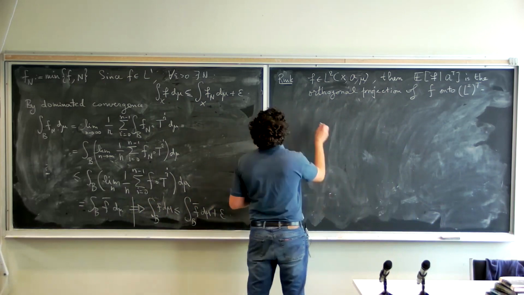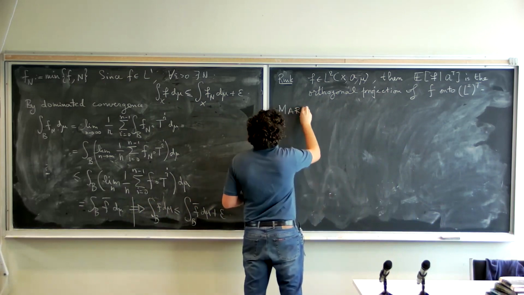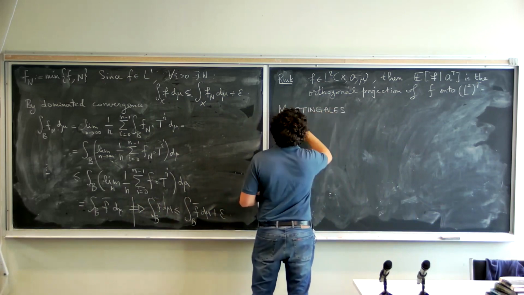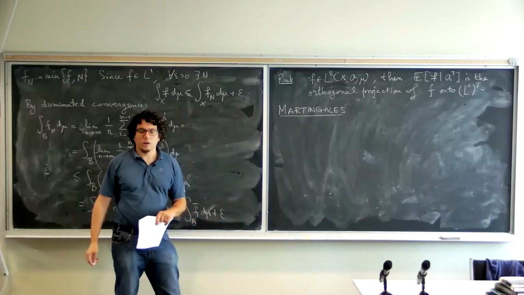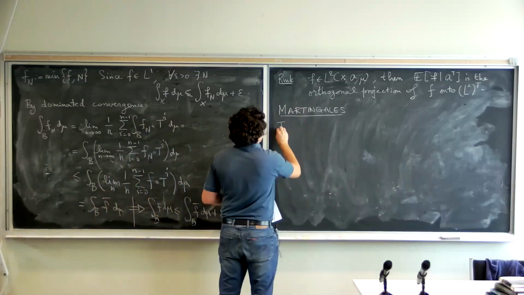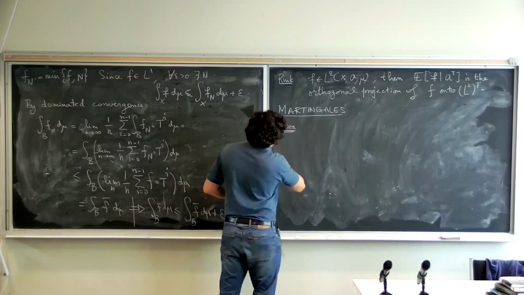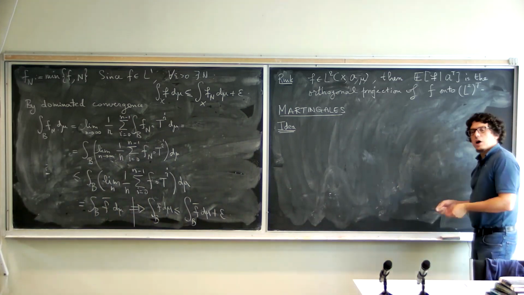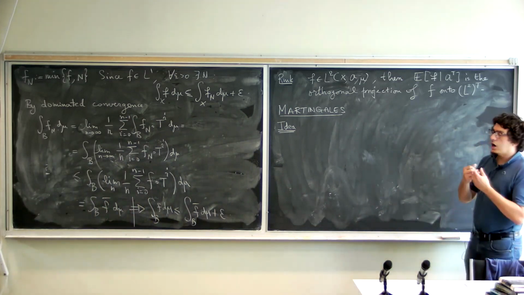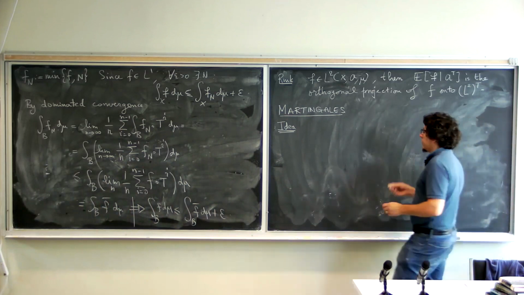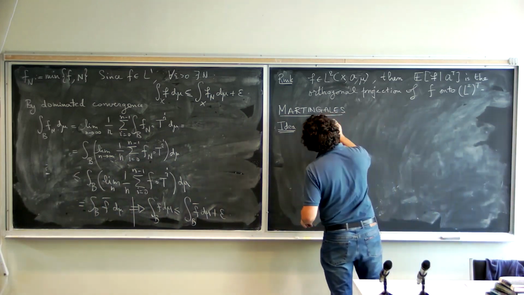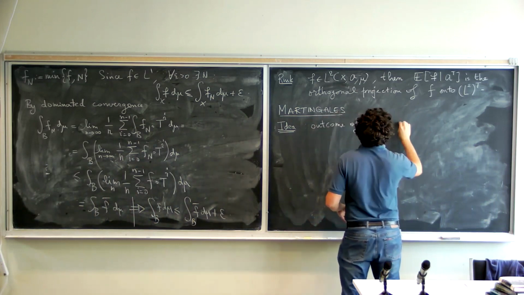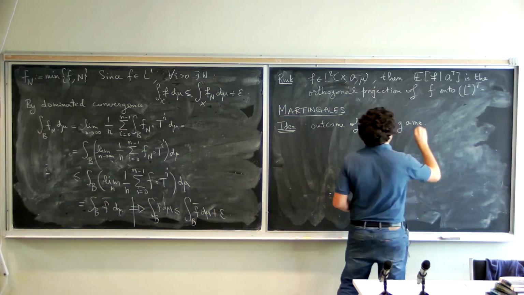Okay, so now we can define martingales. So what is the idea of a martingale? Well, the idea of a martingale is that the martingale is the outcome of a fair game. So let me write that. And here, the fairness of it is the important point.